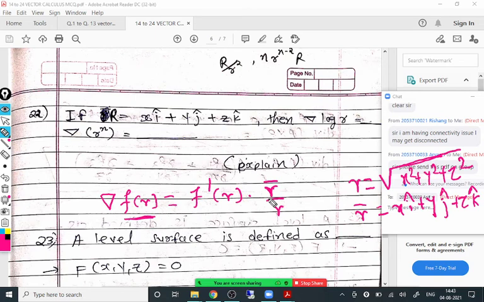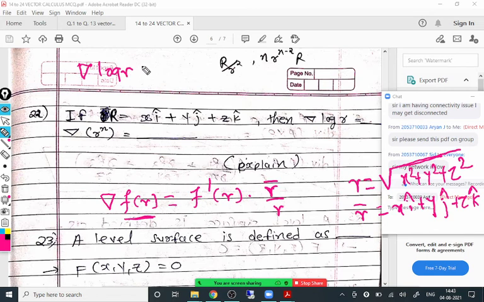Now can you tell me the gradient of log r? What will be the del of log r then? What is f dash r first? What is the derivative of log r with respect to r only? It is 1 by r into r bar upon r. So the answer is r bar upon r square. Del log r is r bar upon r square, that is the answer for the first.